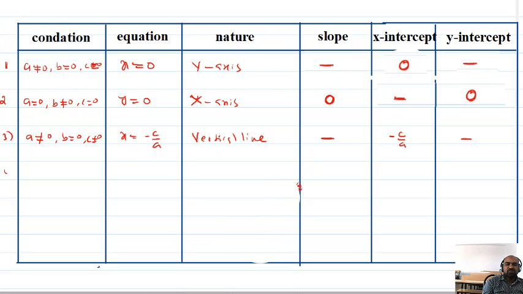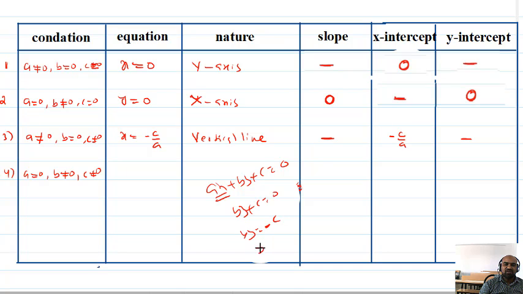So, fourth case I want to take, that is a equal to 0, b not equal to 0 and c not equal to 0. So, what happened to the actual line? Ax plus by plus c equal to 0 only. Here a equal to 0, so by plus c equal to 0, or by equal to minus c, or y equal to minus c by b. So, y equal to k form, that is a horizontal line, students.